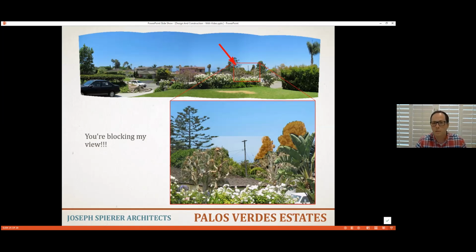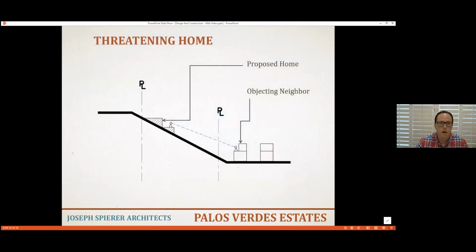And believe it or not, the Planning Commission took this to heart, and they made us lower the building a little bit. Amazing, but it is just part of the process. There's also, if you're proposing a home, it's not just about blocking view. Even if your view is out to the right over here, if your neighbor feels like you're imposing on them or looking down into their yard, they also have the ability to object.